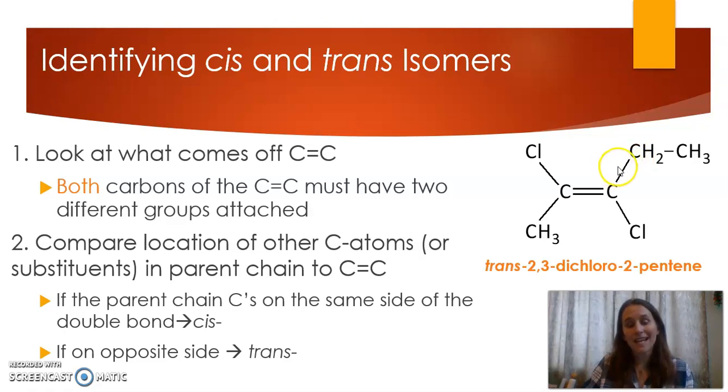So therefore, when I go to name this, I'm going to reflect that it's a trans-2,3-dichloro-2-pentene. So these are on the same side, but we're actually going to focus on the parent chain. The parent chain begins below and ends above. Above and below are different, so they're opposite each other.